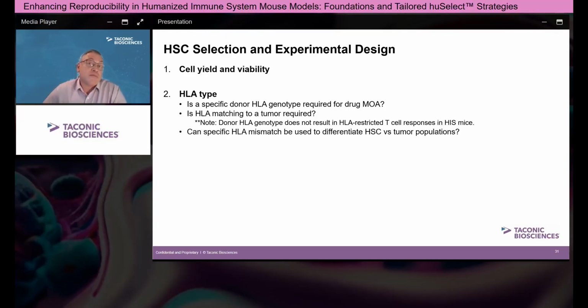But another reason why you might choose a specific HLA is to differentiate between the immune cells present and your tumor. For example, if you're working with a liquid tumor such as AML, multiple myeloma, etc., you might choose to specifically mismatch at one or more HLA alleles so that you can differentiate between that immune cell and the cancer cell.